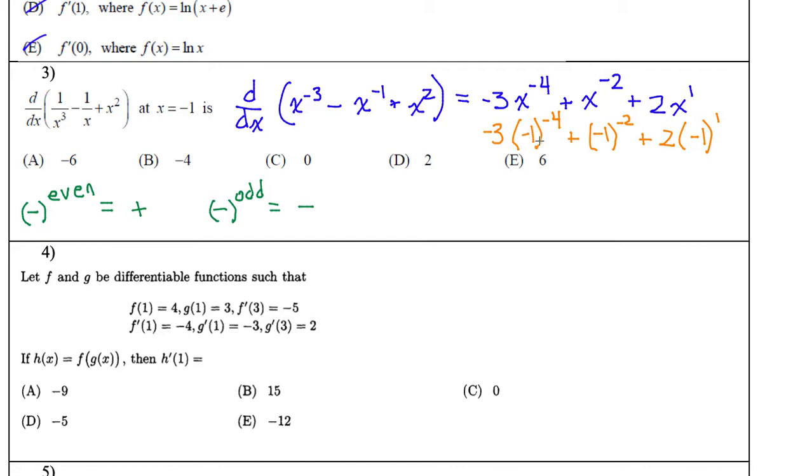This was a negative to the power of an even, which means that is positive, and it becomes positive 1 times a negative 3, and we get there a negative 3. Again, a negative to an even is a positive, so positive 1 plus 1. And then a 2 times negative 1 is just negative 2. I'll pause there and make sure we really understand what's going on.